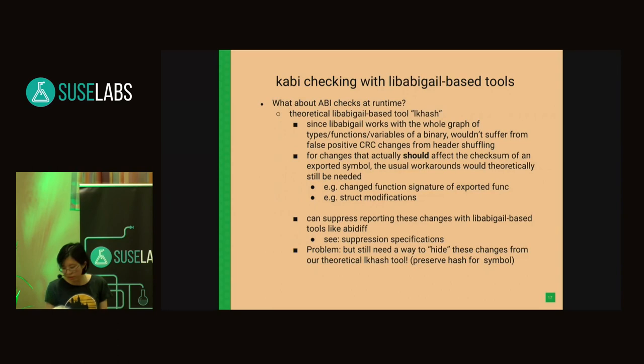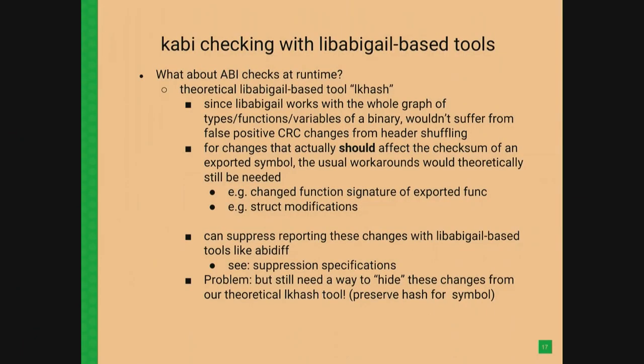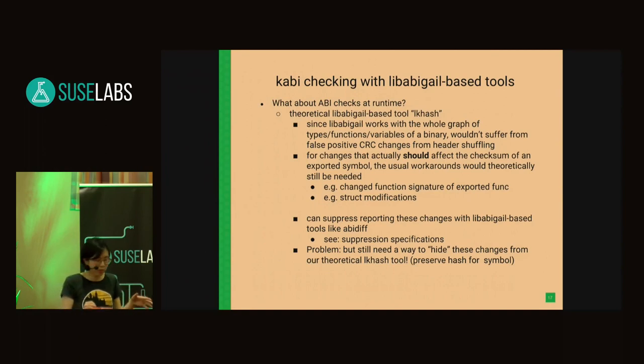Right, so some caveats. Do I have time still? Okay, maybe 5 minutes. Some caveats with our theoretical LK hash tool. Currently with our genksyms approach, it's very trivial for us to hide changes from genksyms in order to produce the same hash that we had before as our reference symbol. With this libabigail-based LK hash tool, it's not going to be very easy to hide such changes. Since genksyms works on each pre-processed file, it's very easy to hide your modifications to a struct, for example. But since libabigail works on the binary holistically, it's going to be very difficult to hide such changes from the hashing library. So this is an unsolved problem.